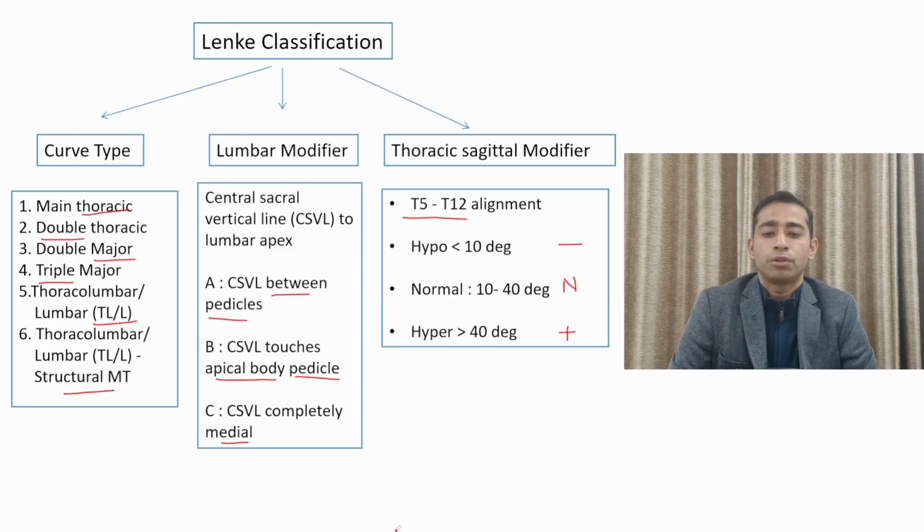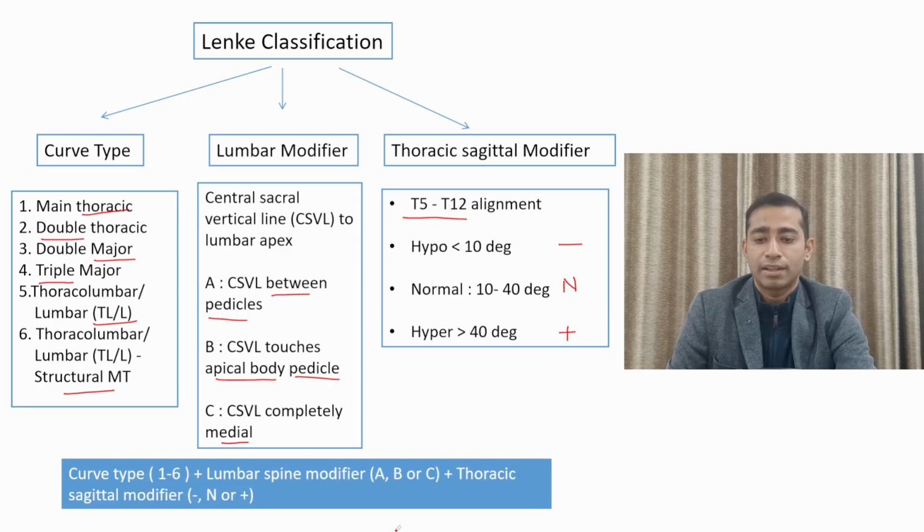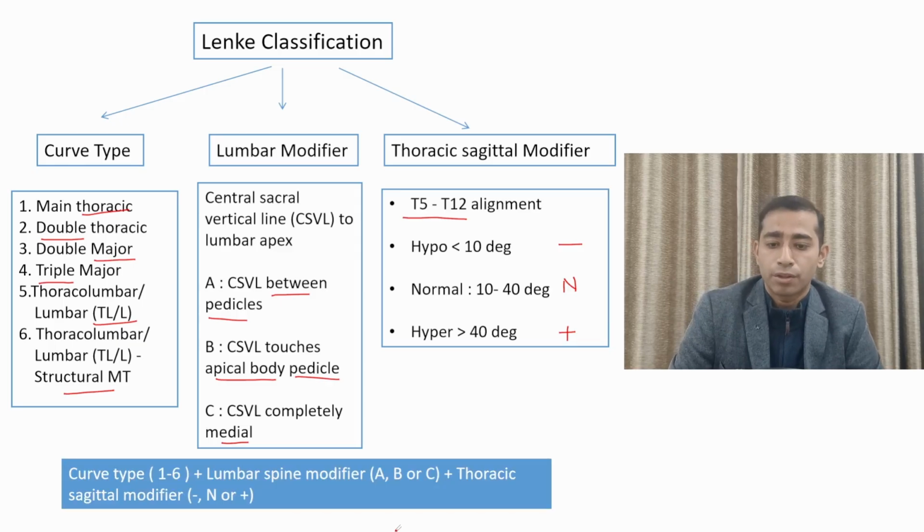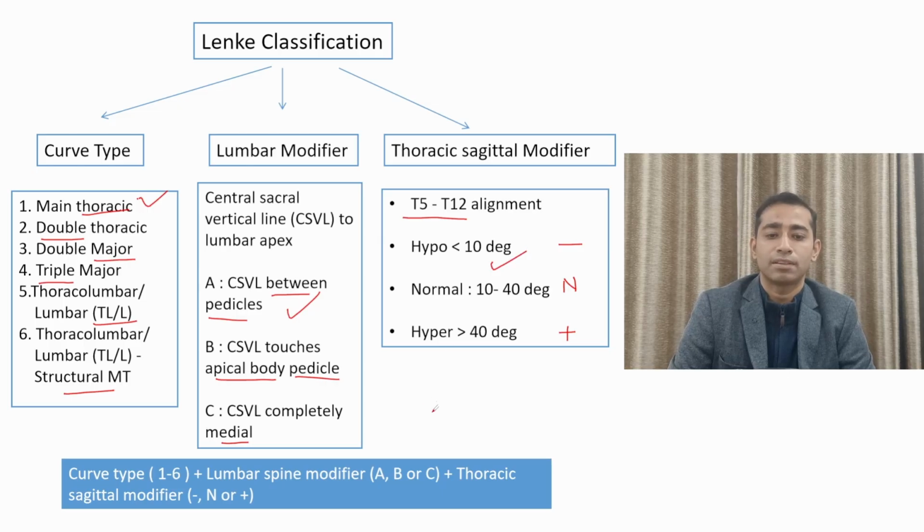Now, to describe the curve completely according to the Lenke classification, we describe it as curve type 1 to 6 plus lumbar spine modifier plus thoracic sagittal modifier. So for example, if it is a main thoracic curve with an A-type lumbar modifier and a hypokyphosis, we will describe it as 1A minus.